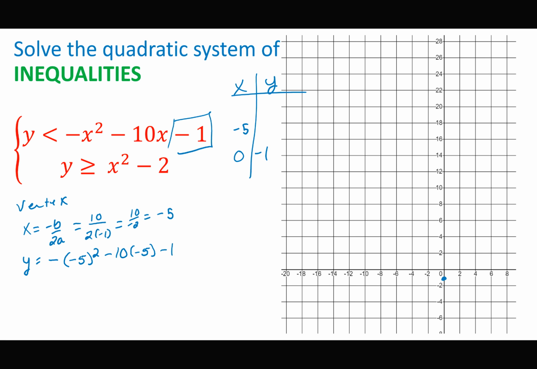Negative 5 squared is 25, but we have this negative, so it's a negative 25. Negative 10 times negative 5 would be a positive 50 minus 1. Negative 25 plus 50 brings it back down to 25 minus 1 is 24. So negative 5, 24 is going to be a point that I'm working with. So I know that is my vertex. Negative 5, positive 24 is the vertex.